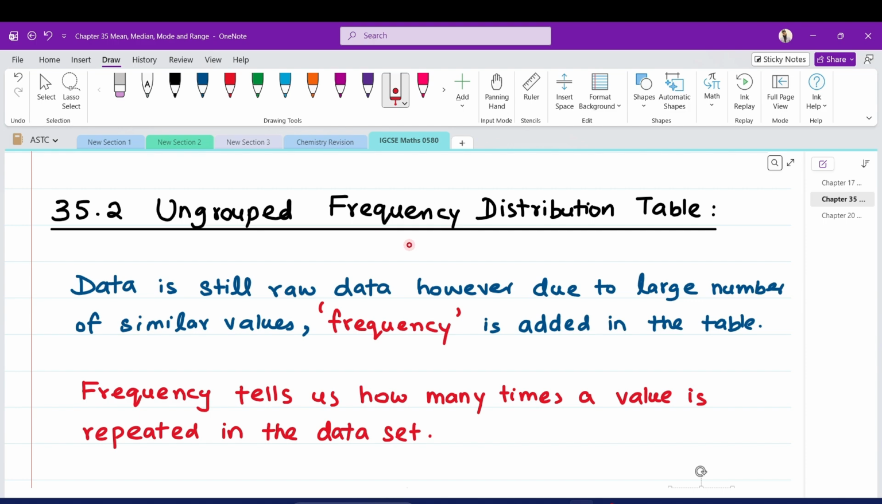In ungrouped frequency distribution table, the data is still raw data. However, due to a large number of similar values, frequency is added in the table. Now, what does the word frequency mean in this context? The word frequency, or the number that is represented by frequency, tells us how many times a value is repeated in the data set. So for this purpose, I'll give you an example.